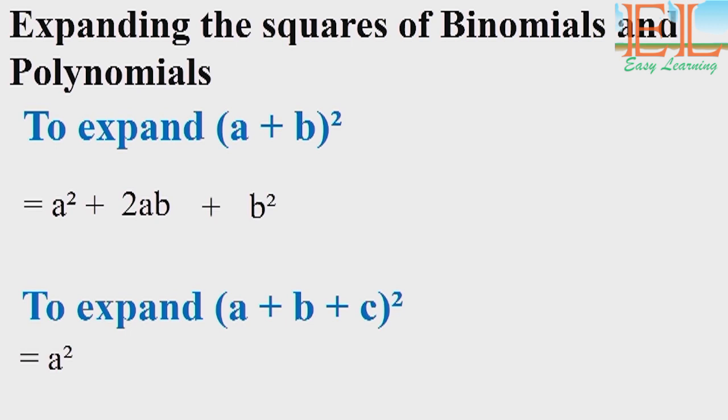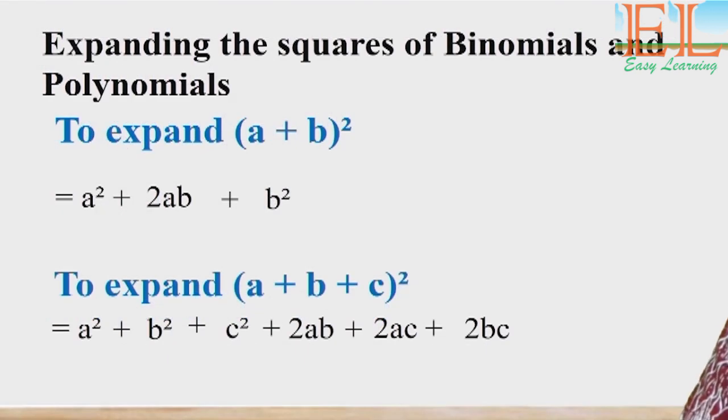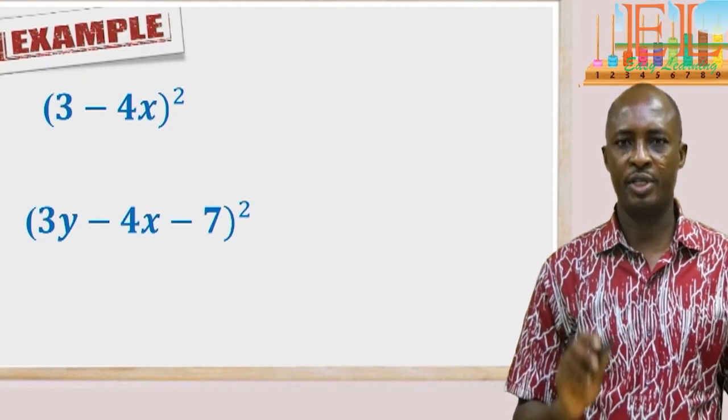I'll now take 2 times the first 2 terms. So 2 times a times b is 2ab. And 2 times a times c is 2ac. And finally, 2 times b times c gives me 2bc. This is a very simple way of expanding squares of any numbers, whether binomials, whether trinomials, whether other polynomials. We are going to see how we apply this in solving questions.